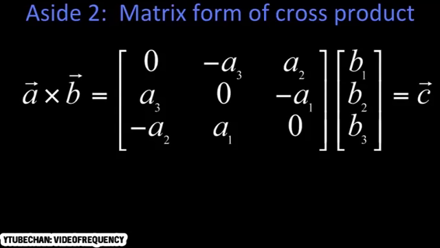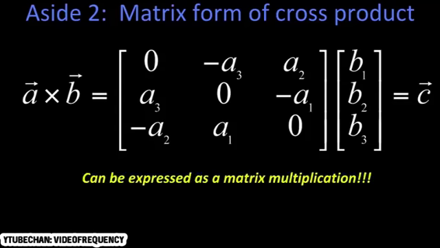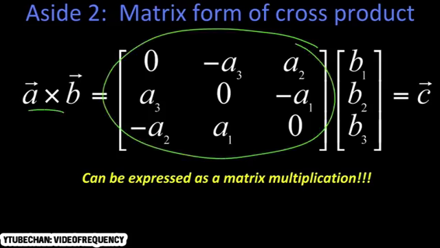If you had been really smart, you would say, I can just write this as a matrix multiplication. So I build this little matrix here from my A, and I take my vector B here. And that says that the first component of C is going to be minus A3 B2 plus A2 B3.